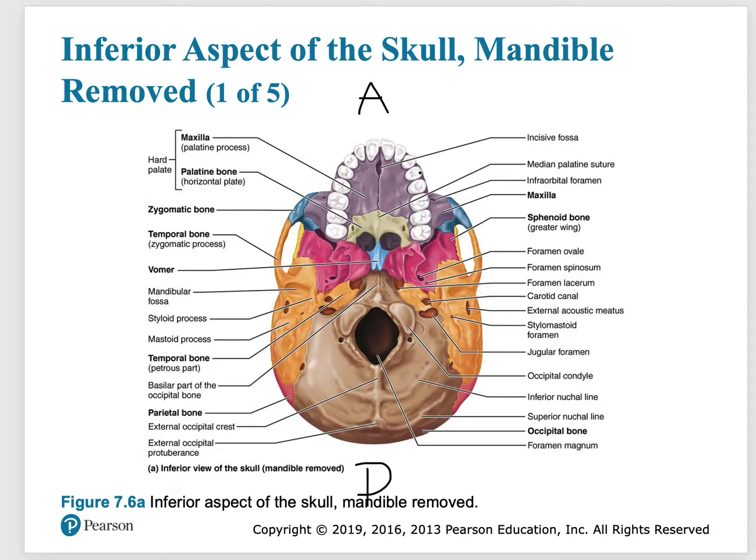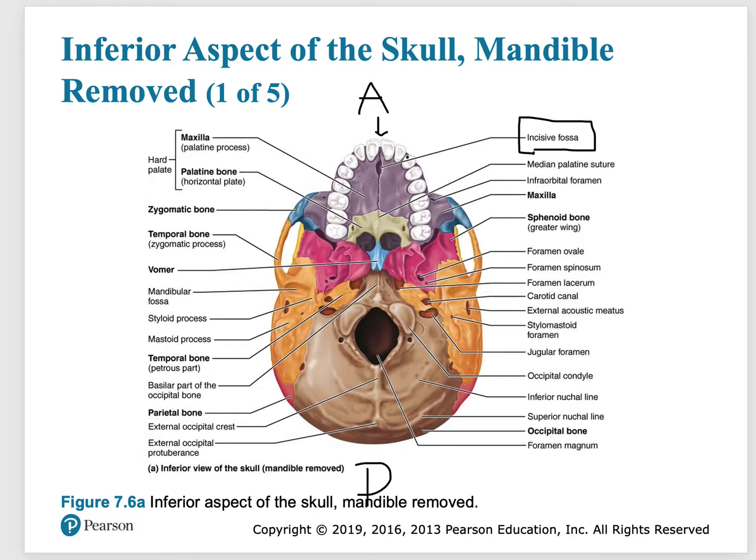All right. So we took off the mandible, and we have some more fossae and foramina. Remember, a foramen is a hole. A fossa is more of a groove. So we have our incisive fossa. Remember, these are incisors, right? Right in the front of our mouths.